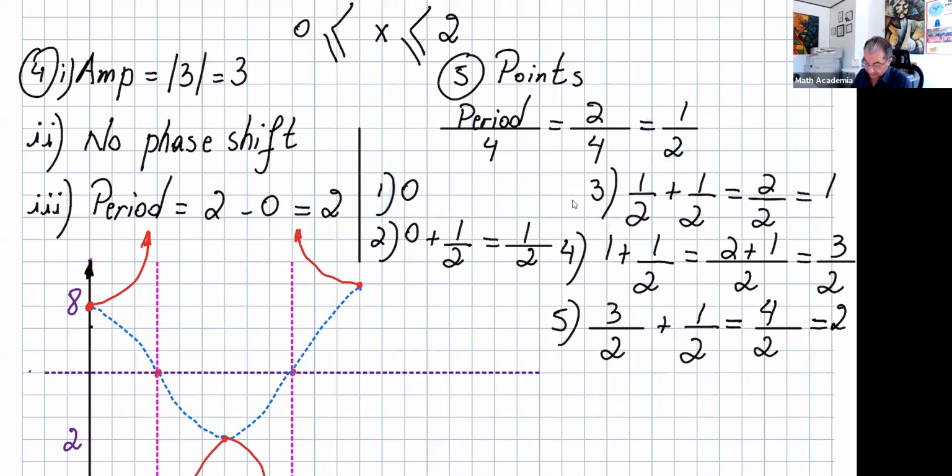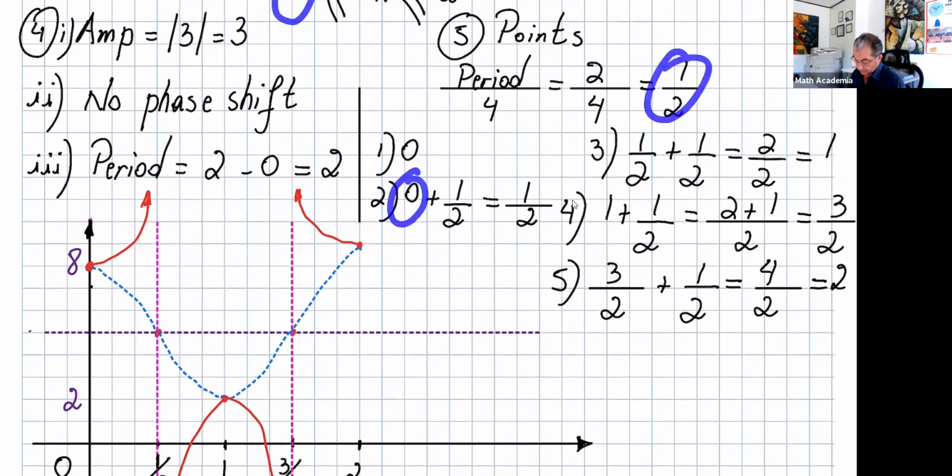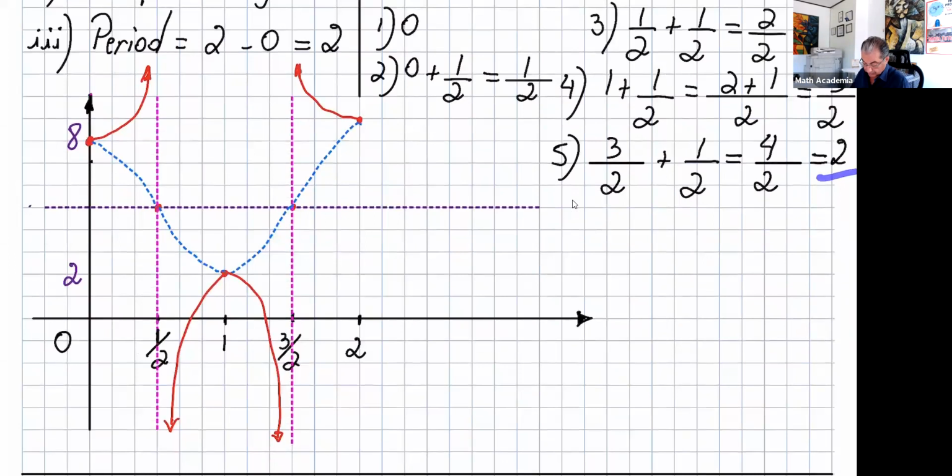Starting point is 0. We got that from here. Second point is 0 plus 1/2 is 1/2. Third point is 1/2 plus 1/2, it's 1, and so on. You do 1 plus 1/2 is 3 over 2. 3 over 2 plus 1/2 is 2. Let's prepare the graph.